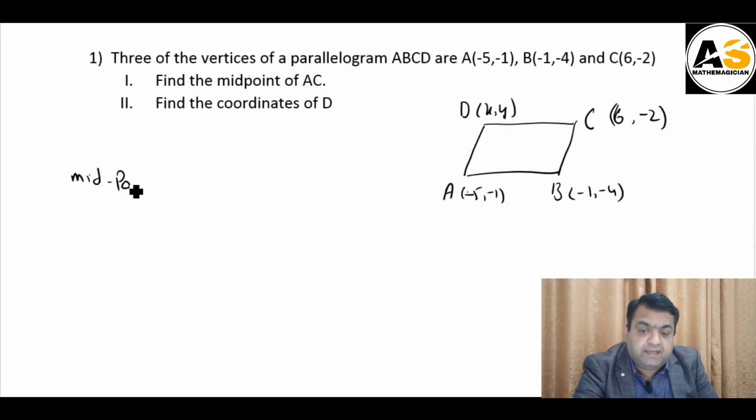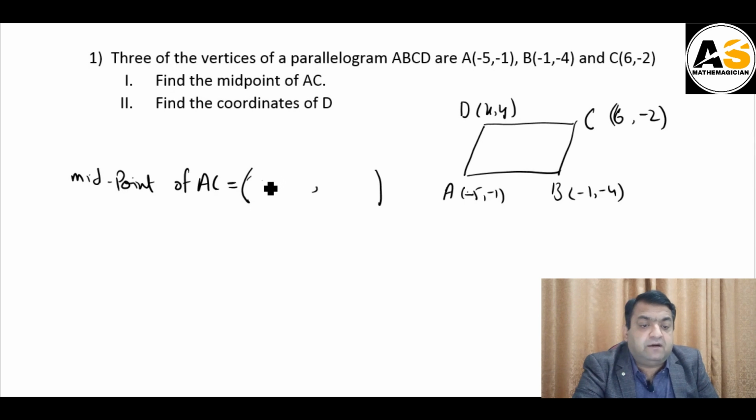Midpoint of AC. Recall the formula. What are the coordinates of A? (-5, -1). And what are the coordinates of C? (6, -2). What is the formula for finding the midpoint? This is very simple. We need to add the x coordinates of the 2 points and then add the y coordinates of the 2 points and divide each sum by 2.